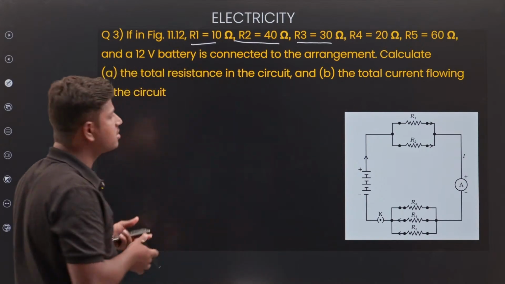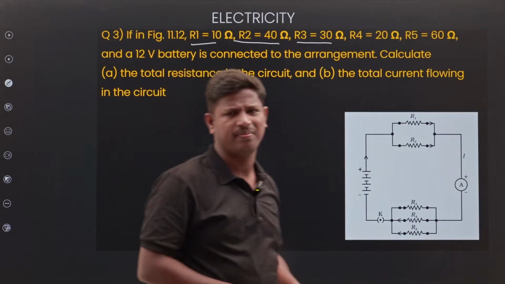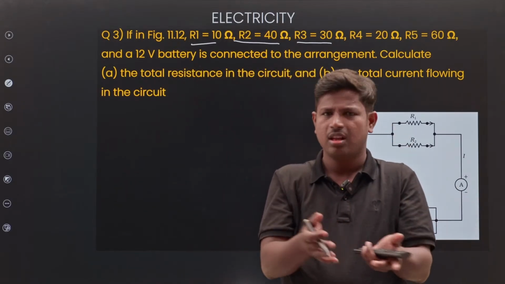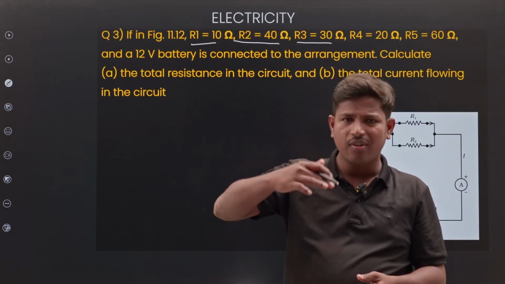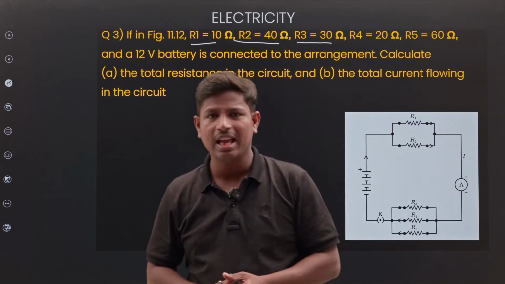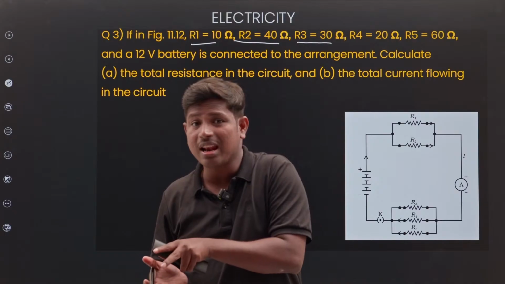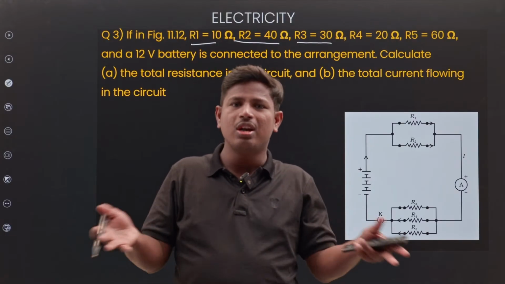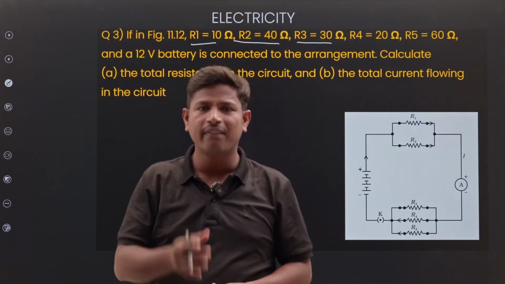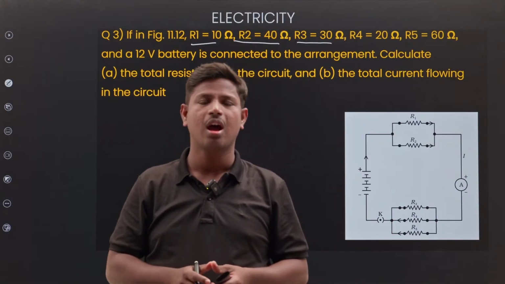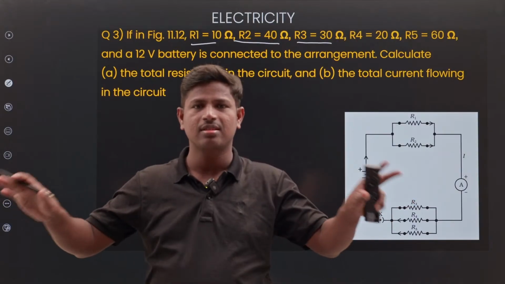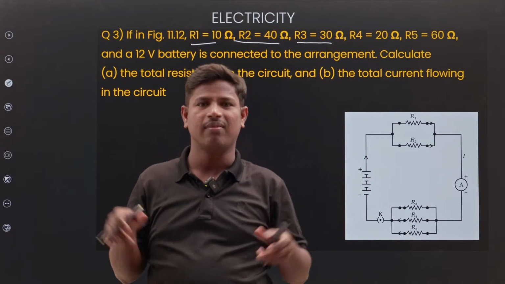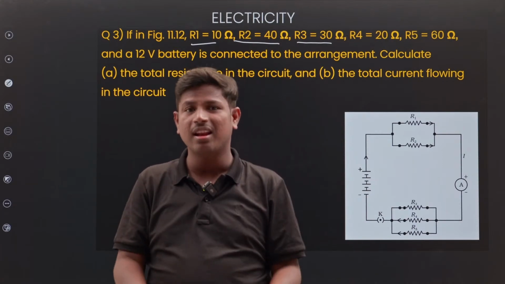See, total resistance, how many resistors are given doesn't matter. If you know the concept: resistors connected one after another, then it is series only. Resistors connected side by side, parallel only. If resistors are parallel, current is divided. If resistors are in series, voltage divides. Simple, V is equal to IR. Resistors in series, potential divides. Resistors in parallel, current divides.